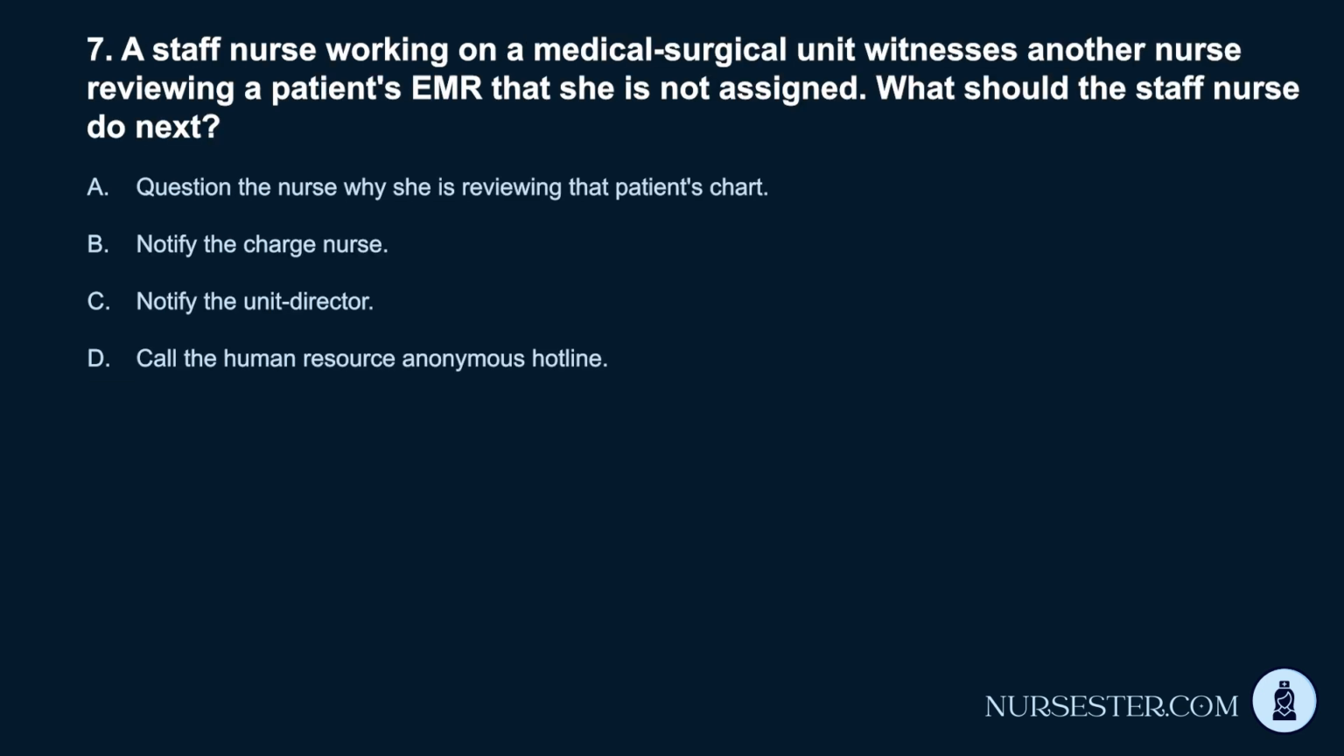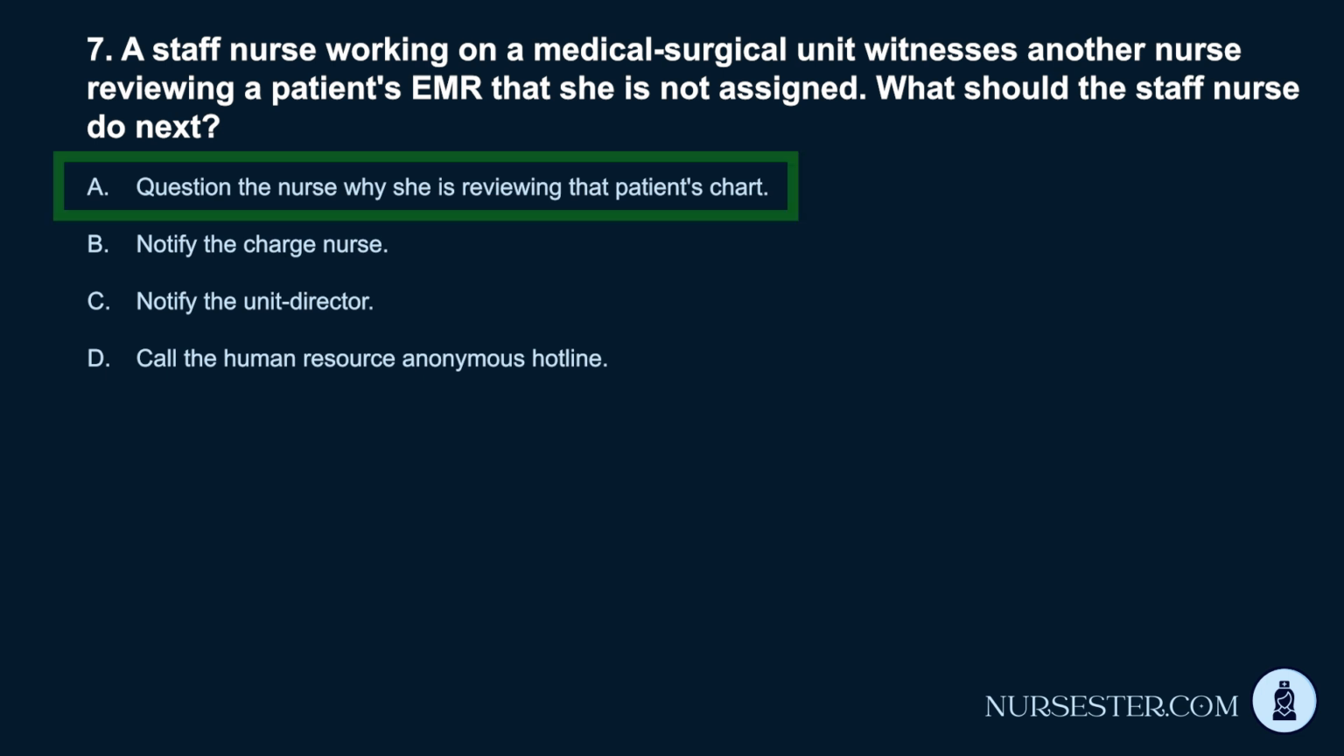7. A staff nurse working on a medical surgical unit witnesses another nurse reviewing a patient's EMR that she is not assigned. What should the staff nurse do next? A. Question the nurse why she is reviewing that patient's chart. B. Notify the charge nurse. C. Notify the unit director. D. Call the Human Resource Anonymous hotline.